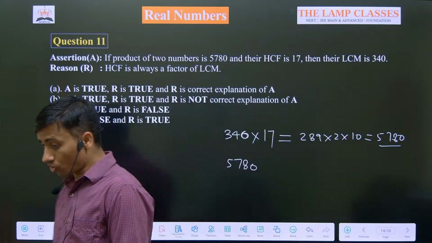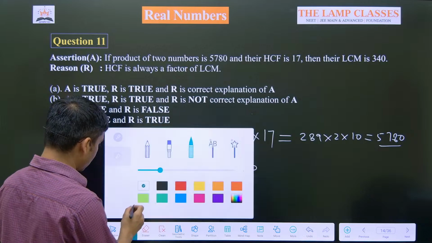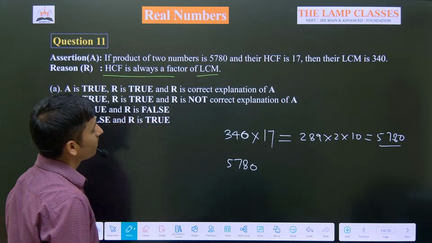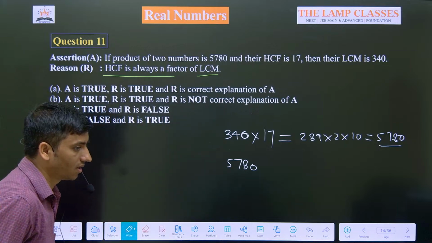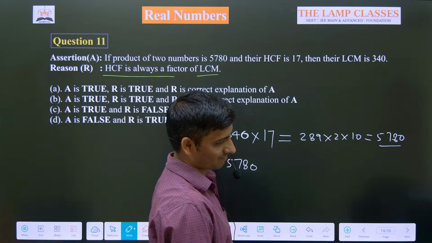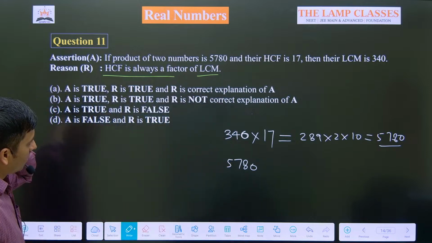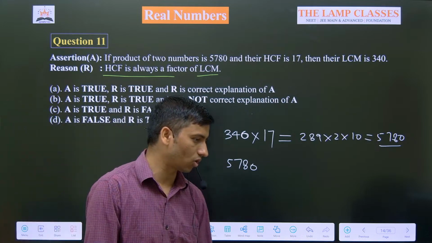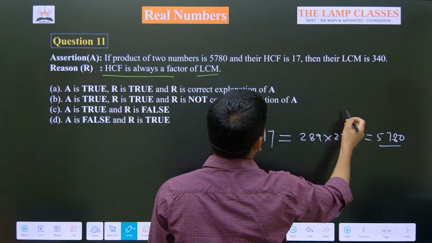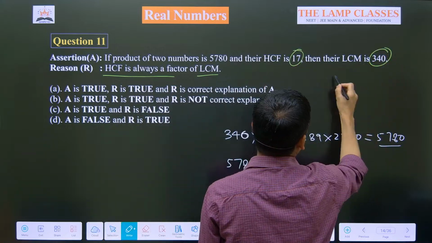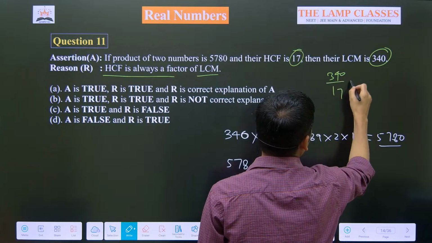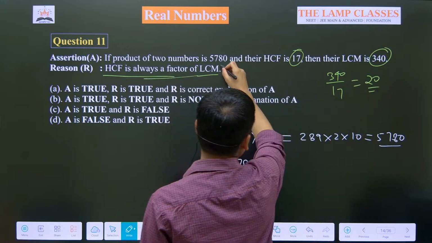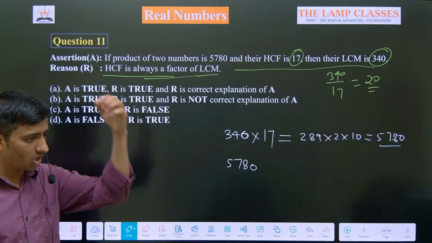But remember one more point. The second statement tells you HCF is always a factor of LCM. Are you getting it? Please check that. HCF is always a factor of LCM. That is correct, right? HCF is the smaller number, that will always be a factor. So here can you check? LCM is 340 and HCF is 17. So that is 340 upon 17, right? That's a natural number, divisible, right? This is divisible. So this statement holds here. So both the statements look correct here, right?